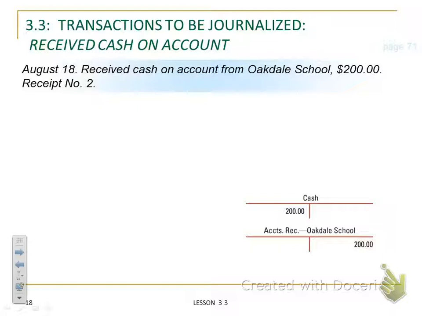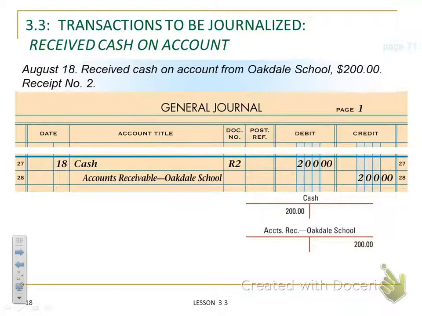So if we read the words received cash, we automatically know that our cash account is going up. So if our cash account is going up, we're going to debit our cash account because that's the normal side balance for our cash account. And if our cash is going up, we know that accounts receivable Oakdale will be going down because they're both an asset, so one has to increase and one has to decrease. So if our accounts receivable Oakdale is going down, then we're going to credit the accounts receivable Oakdale School. And this is going to journalize as follows.